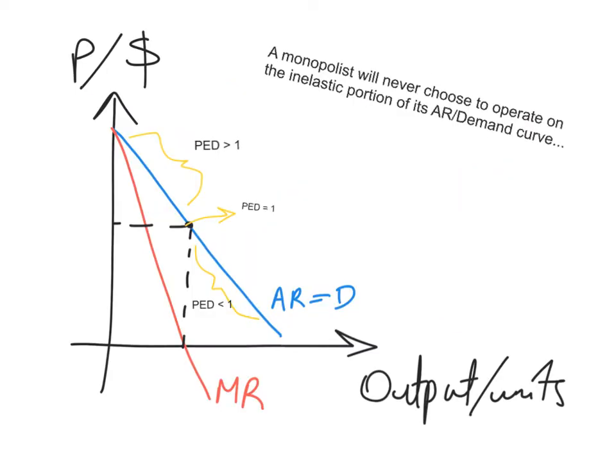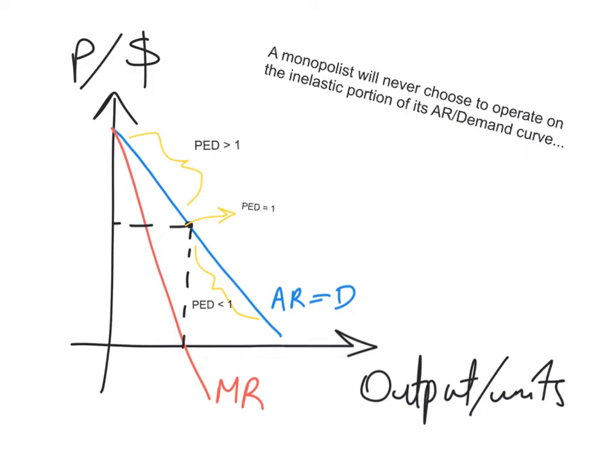Now, if you'll remember earlier when we did the lesson on elasticity, we said that the average revenue curve is the demand curve. We said that at the midpoint of any straight line demand curve, price elasticity of demand is equal to 1. So demand is unit elastic at the midpoint. Above the midpoint, demand is elastic. Below the midpoint, demand is inelastic.